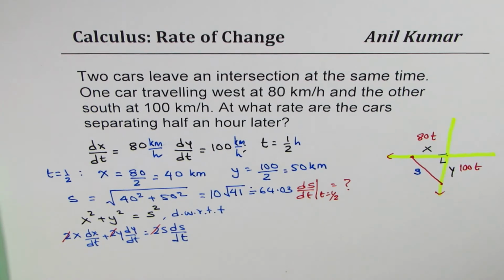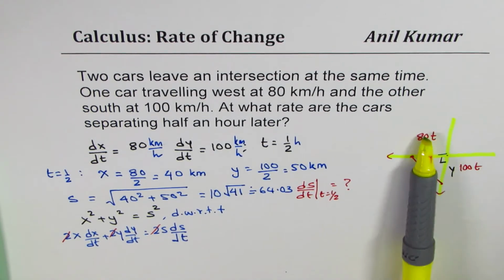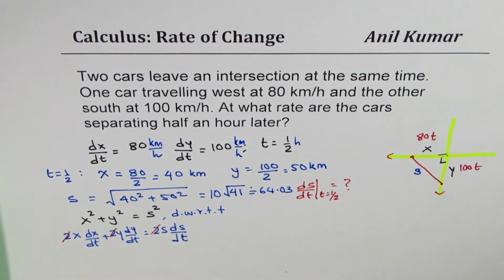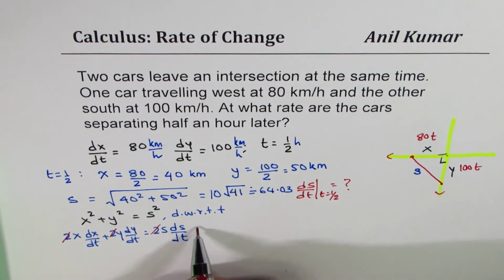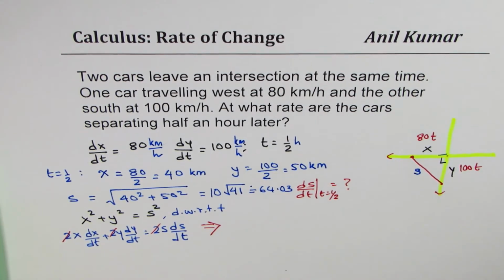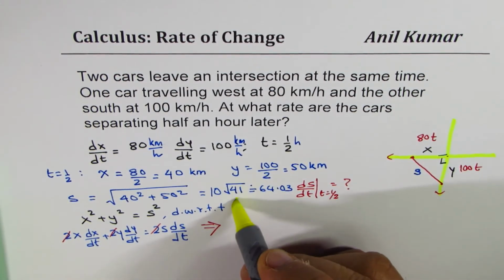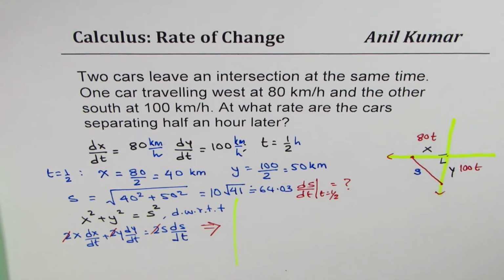Is it okay? I have many examples where we have incorporated time also. I'll not use that here. Now the question is to rearrange and get ds/dt. You could rearrange now or substitute values and then do it. My suggestion is to substitute values and then do it. So let's take up this equation on that side.